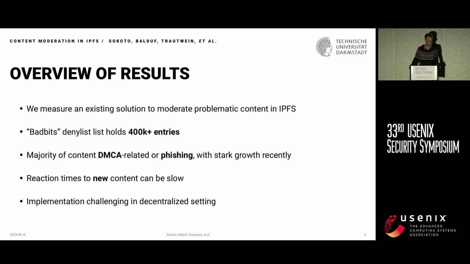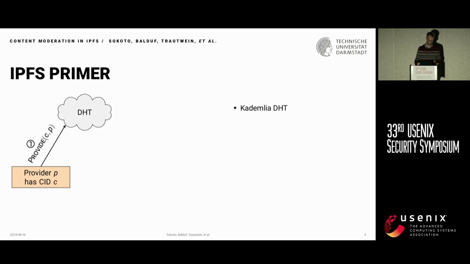In IPFS, there is a centralized list. It's called the bad bits list, which holds about 400,000 entries of data items that are problematic. This list is maintained by Protocol Labs, the developers of IPFS. The majority of the list consists of DMCA-related entries, so copyright material. But there's also phishing and malware and other things. We find that the reaction time of new items appearing in the network and then later appearing in the list varies and can be quite slow. Also, we find that the implementation of the list in this distributed setting is, of course, a little difficult. To understand the results, I will first talk about IPFS for maybe 2 minutes.